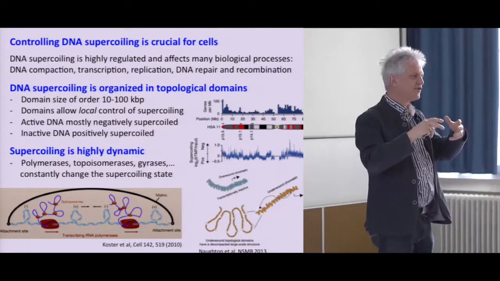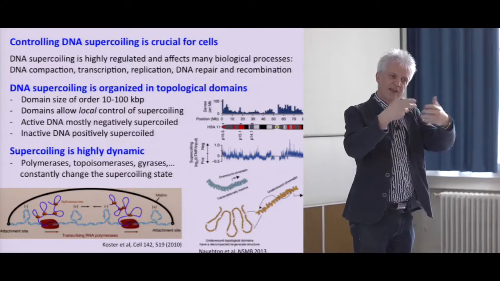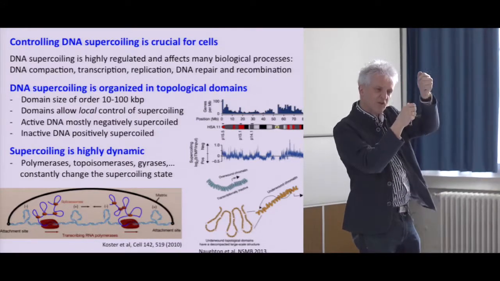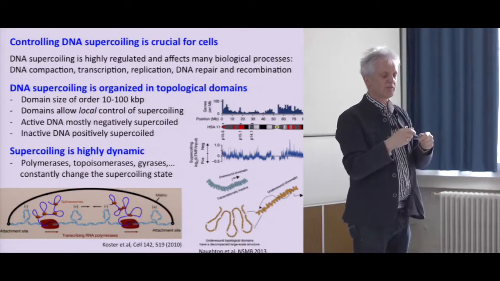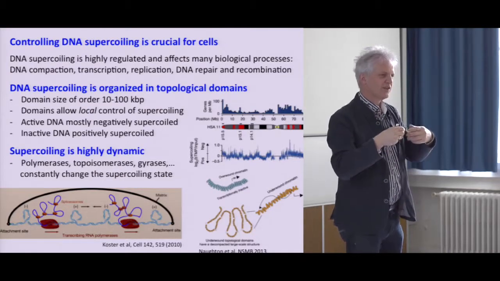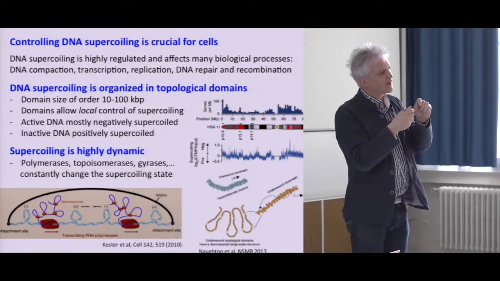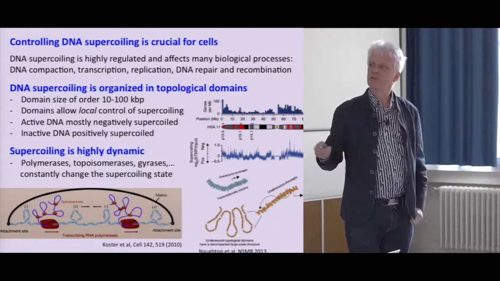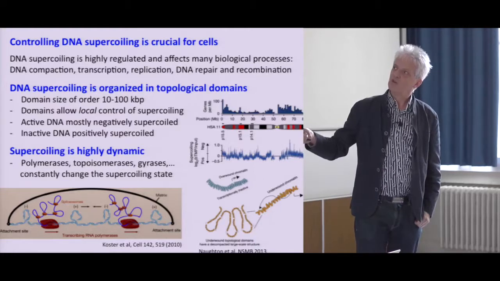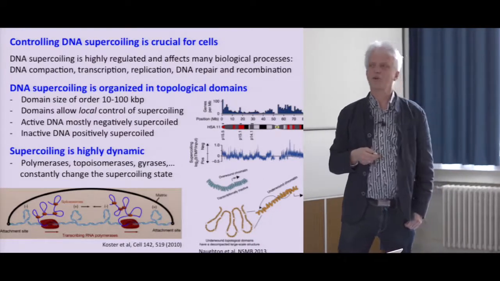The stuff that actually needs to be transcribed, read out for the genetic information, is slightly underwound. The stuff that you want to store, because in your skin cells you need different types of genetic information than in your heart cells, your brain cells, and so forth, that is slightly overwound. So there's actually a distribution along the genome of this kind of supercoiling.